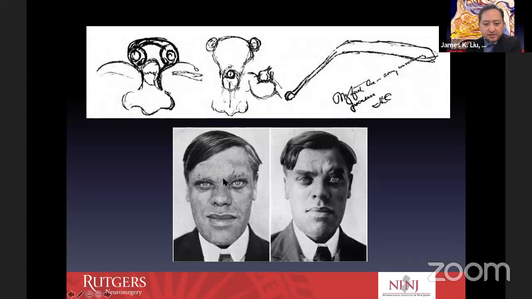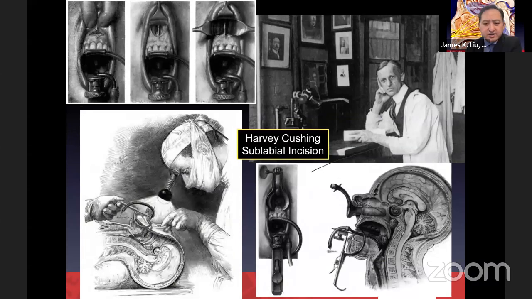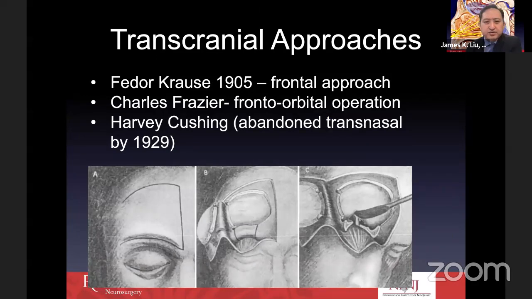This allowed him to flap down into the ethmoid region, where he then accessed the sphenoid sinus. He later transitioned to a sublabial incision, which is the more traditional incision that we're all familiar with. And notice how he visualized this dark region with just a flashlight on his forehead. He later pursued transcranial approaches through a frontal orbital approach. This is one of the earliest descriptions of an orbital frontal approach, removing the orbital rim to get lower on the skull base.